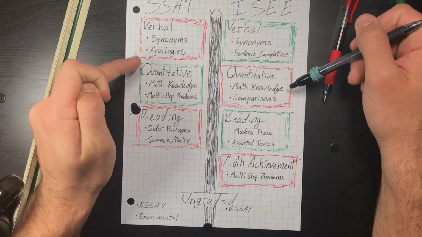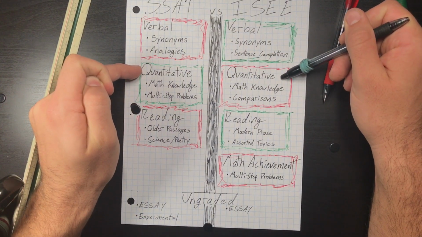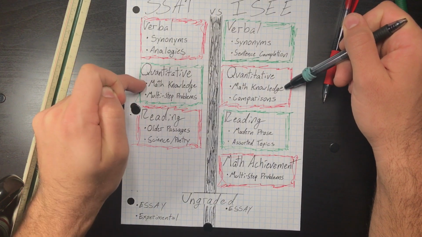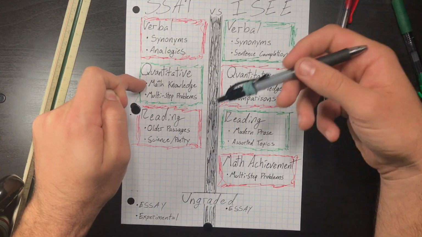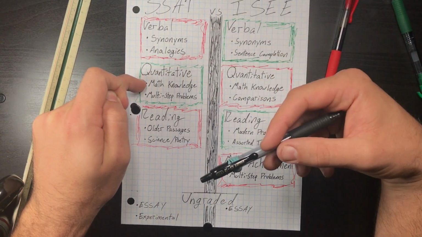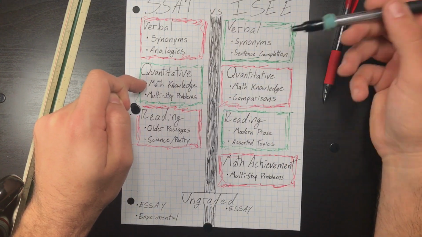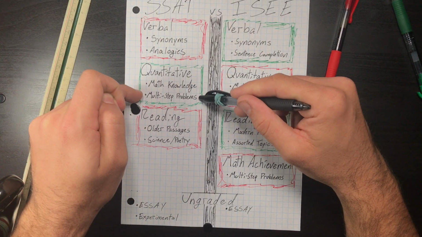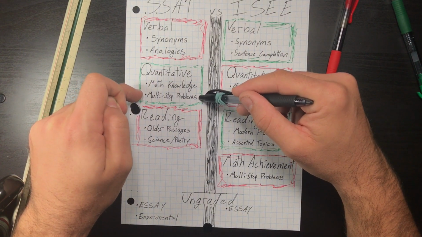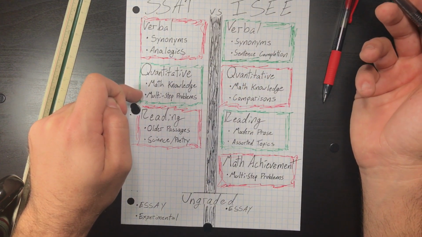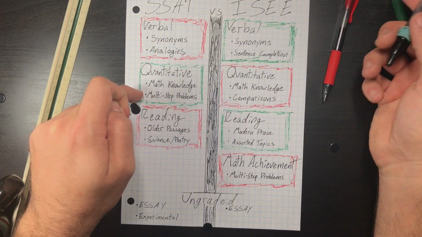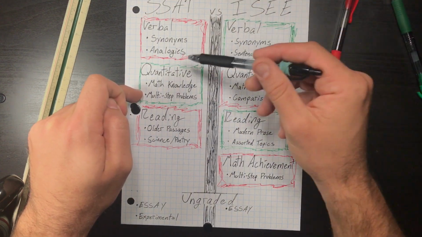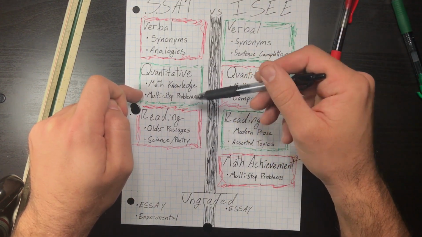Looking at the quantitative sections, in the ISEE and the SSAT, they both test your math knowledge. Do you know how variables work? Do you know how the area of shapes works? They're both going to test that. In the SSAT, you're going to have your multiple step problems, which is what you're used to seeing for a math section. They give you the radius of a circle, find the circumference. You're going to have to do a couple steps of math to get there.